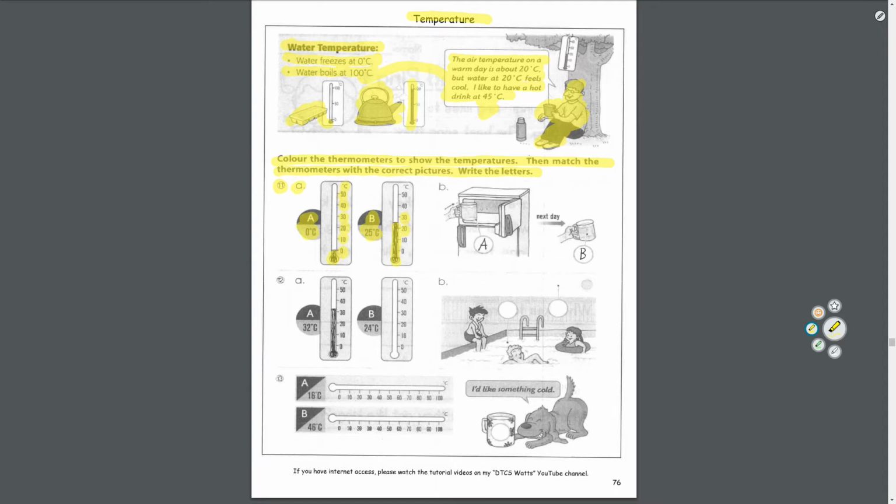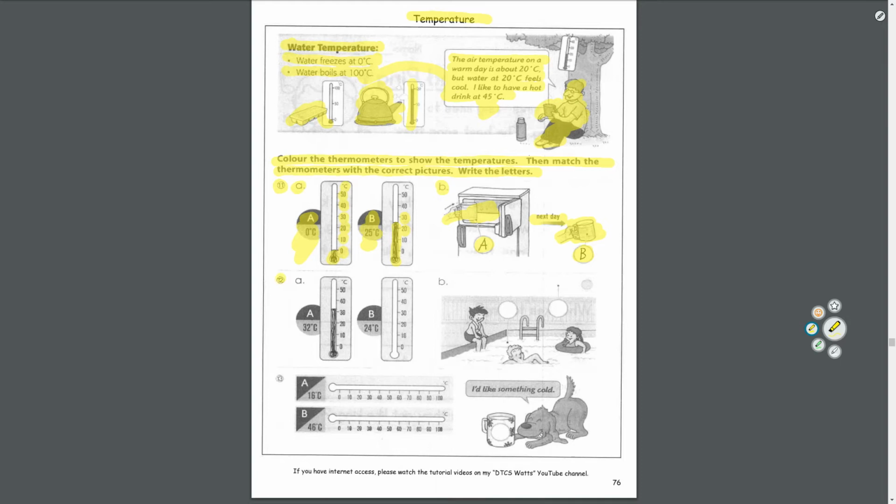Okay, and then part B, we know when you put water in a freezer, it's going to be cold. So it's going to be thermometer A because that one was 0 degrees. And then the next day, he's drinking it in his cup. So it's not frozen anymore. So it's going to be thermometer B, 25 degrees.